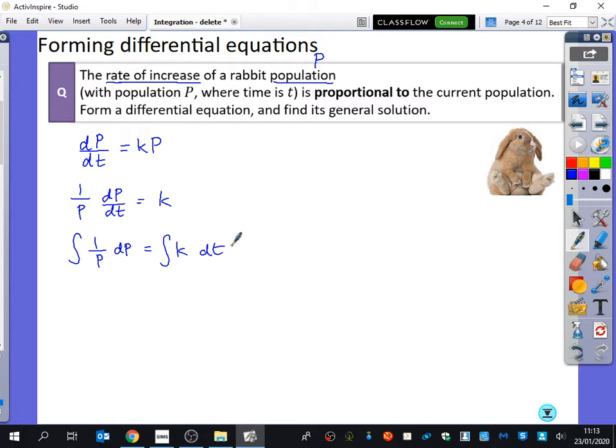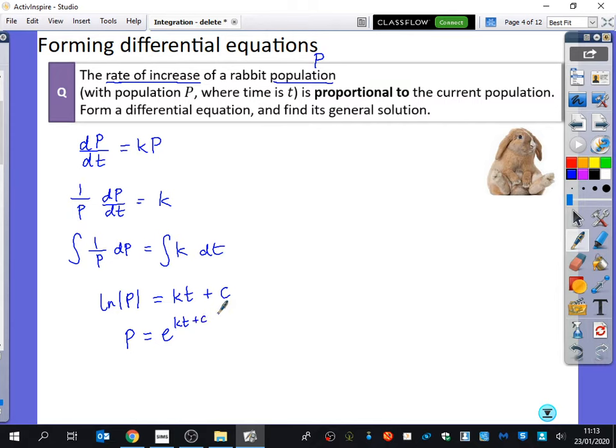K is a constant, and you're integrating it with respect to t. So it's just going to become kt plus c. 1 over p dp, LMP. So what is P equal to? E to the power of kt plus c.